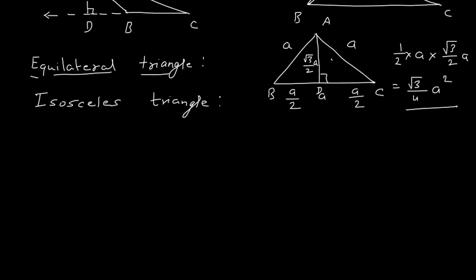So for the area of an equilateral triangle, you can remember this formula: area of an equilateral triangle is equal to root 3 upon 4 into side square. In the same way, you can find the area of an isosceles triangle. In an isosceles triangle also, when you draw a perpendicular from the apex, it will bisect the base, and then use the Pythagoras theorem and find the height.